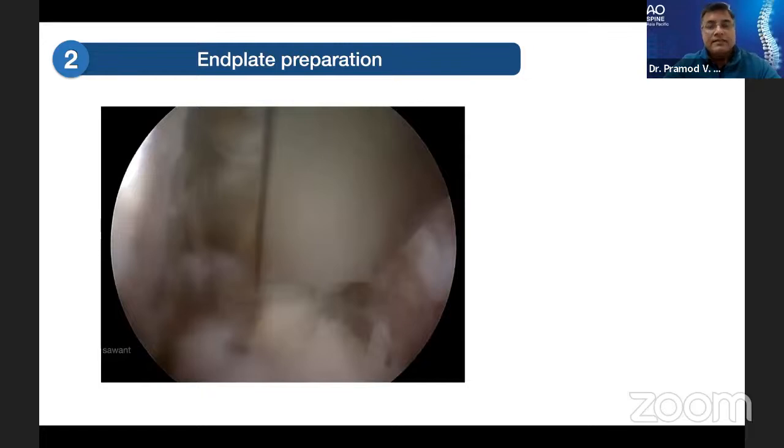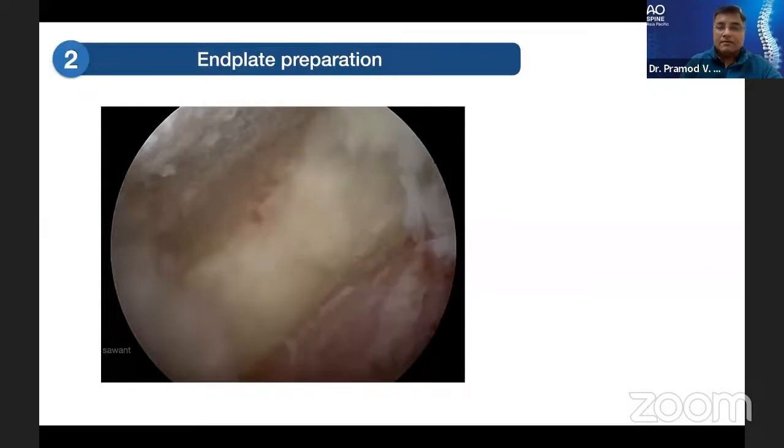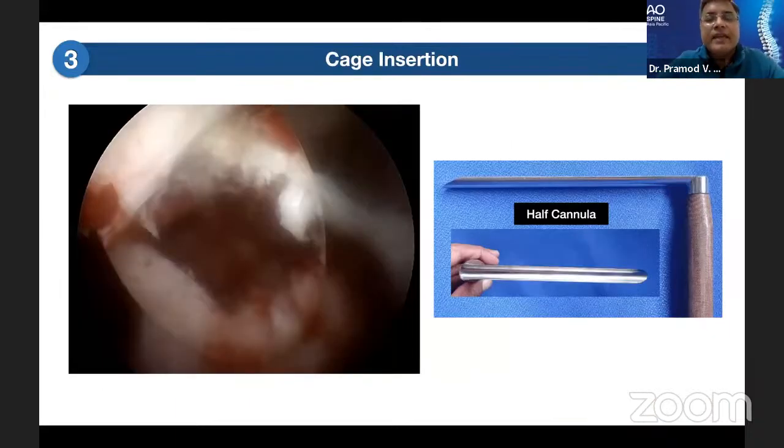So this is very safe in avoiding damage to the anterior annulus, especially in cases of infection where there is a very thin anterior annulus. So these are the specialized instruments which I've made. And the third stage is that of cage insertion.